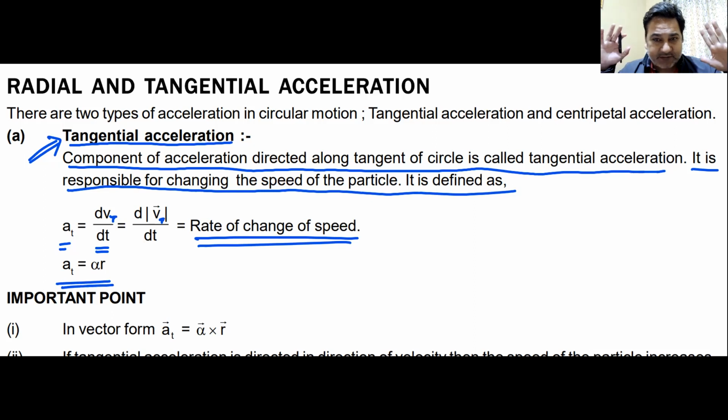Do we understand this? Can I have some raise hand? A very important point that you must understand here. Tangential acceleration changes speed. I'll give you a minute to note this down. I hope everyone has noted this down. Tangential acceleration changes speed, which is the magnitude of velocity, and hence it is known as rate of change of speed. Very important thing that you must remember.